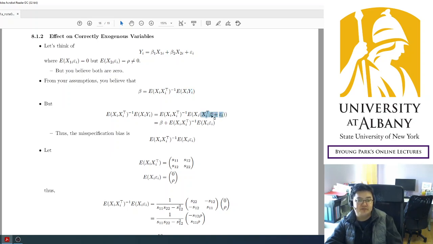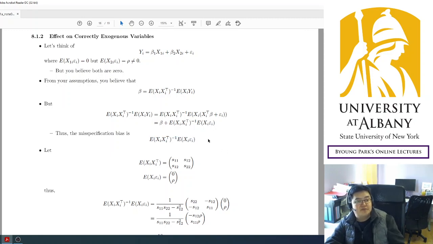And then if you expand it, we get beta plus something. And what we needed was this equals 0. So the expansion is simple. If you expand that formula, then you will get this, and we need this to be 0 for this to equal beta. Otherwise, this is the misspecification bias.